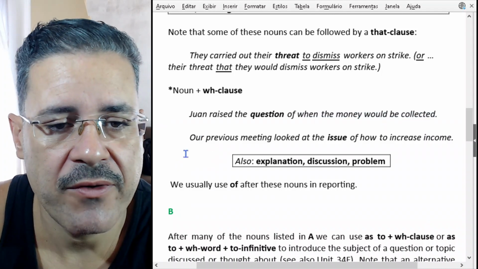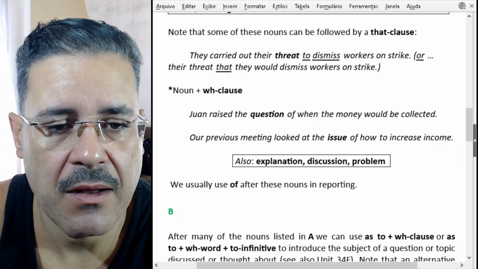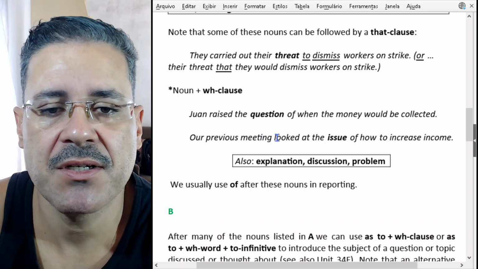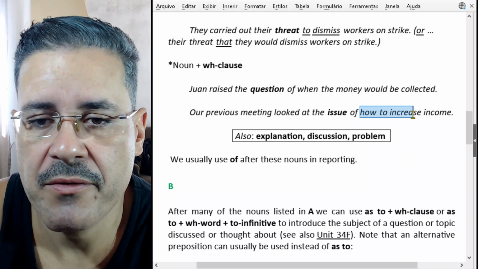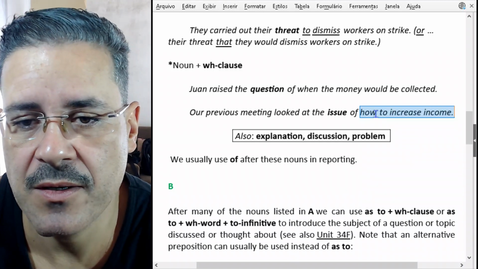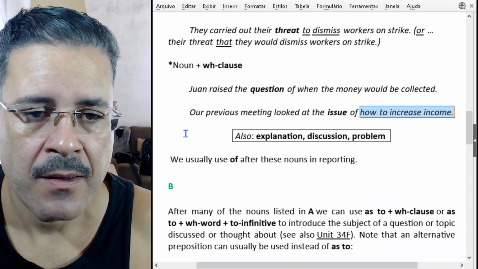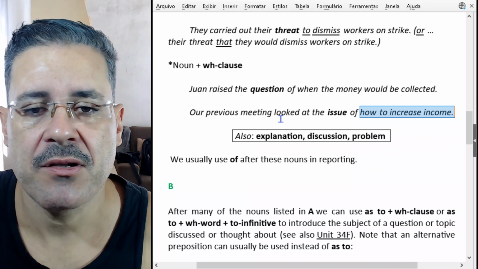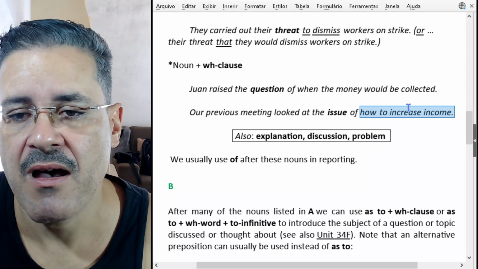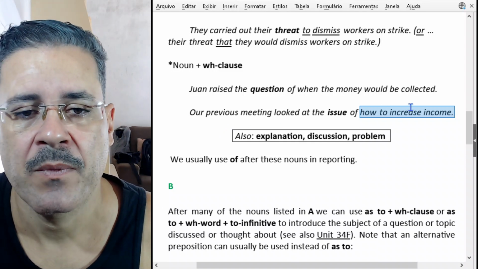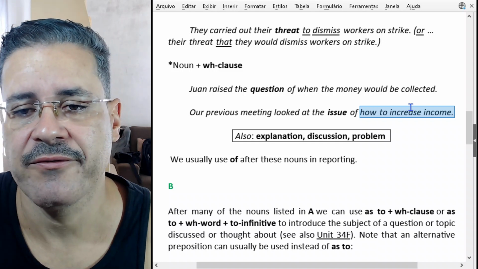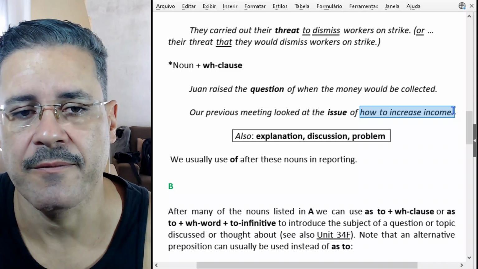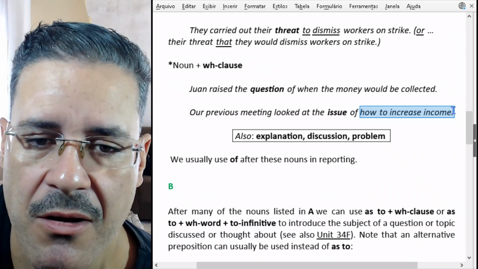Or even our previous meeting looked at the issue of how to increase income. This is a WH clause. Our previous meeting looked at the issue of how to increase income. So we've got a WH clause.